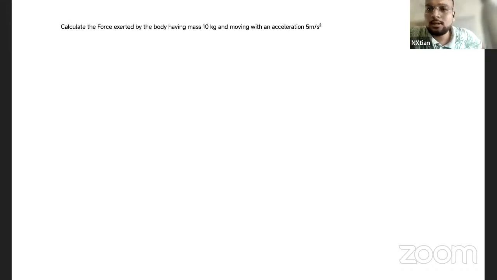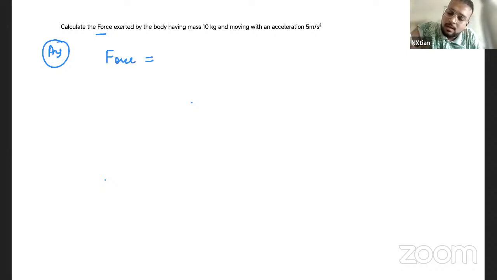Okay, can you read the question, Ezekiel? Calculate the force exerted by the body having mass 10 kg and moving with an acceleration of 5 meter per second square. So we have to calculate the force. How will we do this type of question? We just got the formula: force is equal to mass into acceleration.